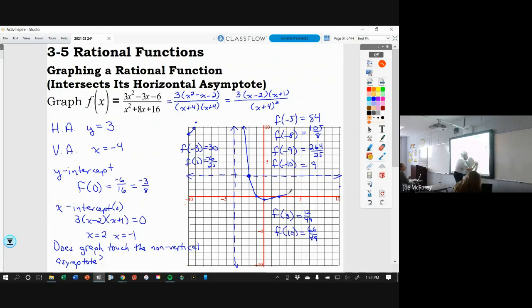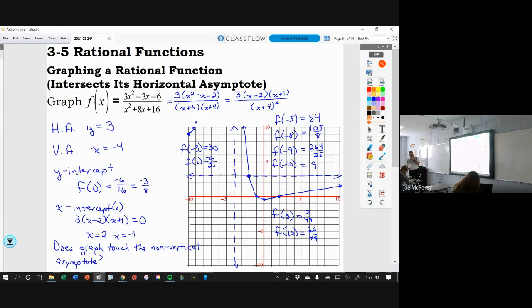What is this graph doing here? It's slowly increasing. So what happens is that horizontal asymptote is going to control the end behavior of the graph. In the negative world, that graph is going to decrease as it approaches negative infinity, getting closer and closer to -3. On the right side, as we get closer and closer to positive infinity, that graph is increasing and getting closer and closer to the y value of 3.